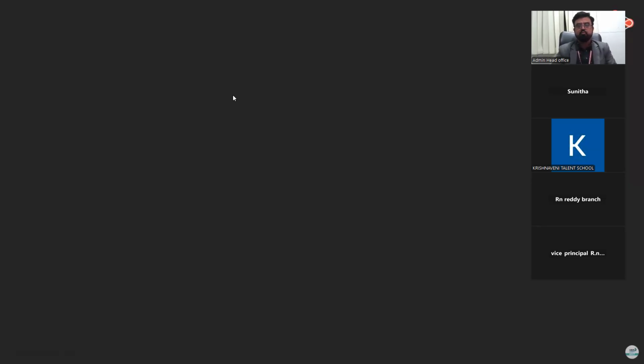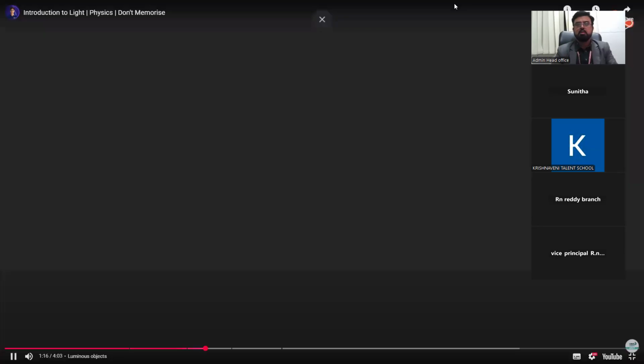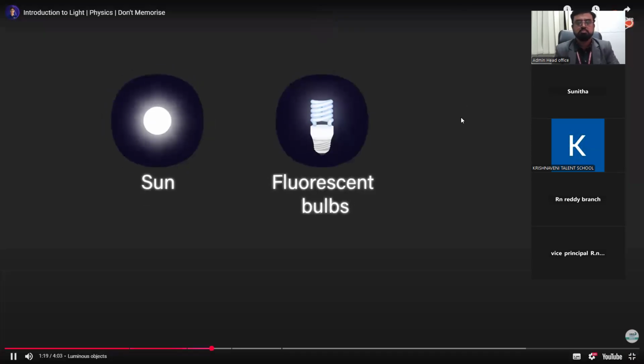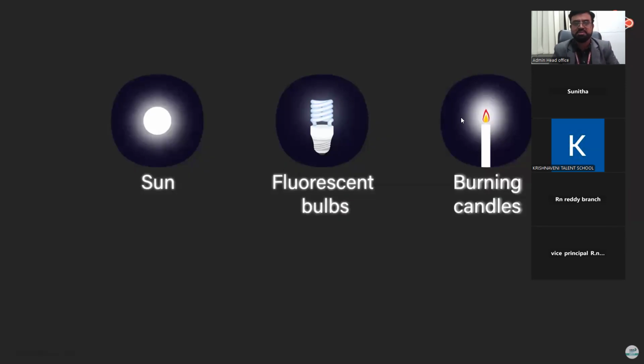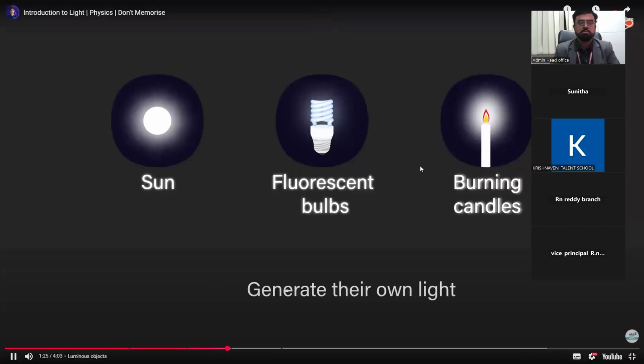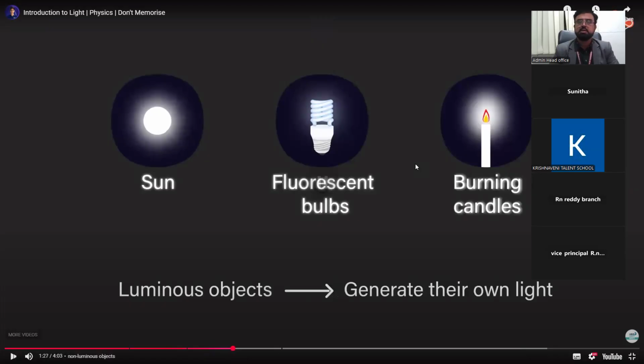Some objects can generate their own light. For instance, the sun, the fluorescent bulbs, burning candles can generate their own light. The objects which generate their own light are called the luminous objects. Right. So, these are the objects which can generate their own light by burning.